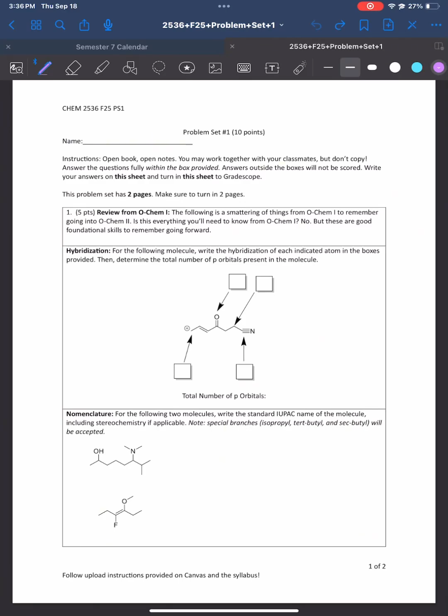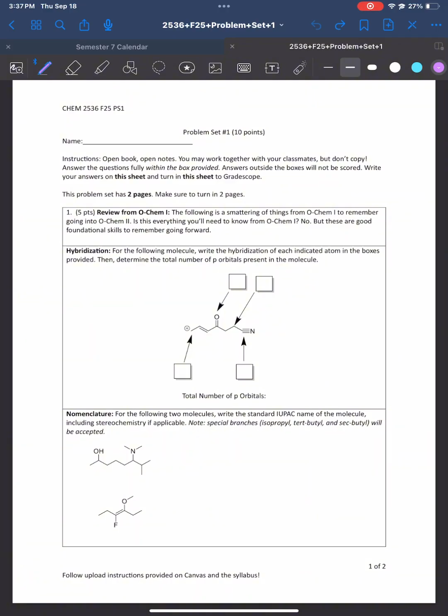Alright guys, so in this video we're going to be going over problem set 1 for Organic Chemistry 2, Fall 2025. So let's get started with question number 1. This question is asking about hybridization, and it's asking us to determine the total number of p orbitals present in the molecule. So let's get started here.